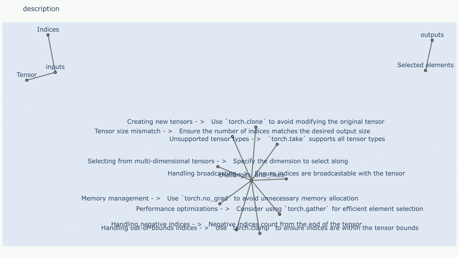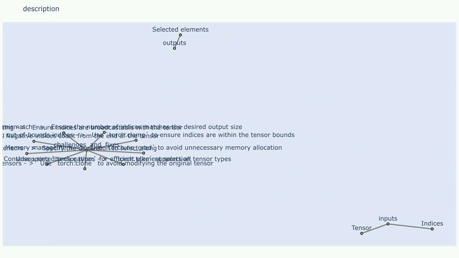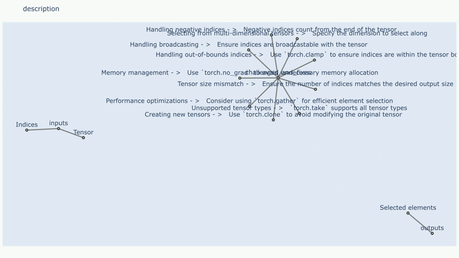Steps. Step 1: torch.take first identifies the elements in the source tensor corresponding to the values in the indices tensor. Step 2: these identified elements are then extracted and assembled into a new tensor, forming the output tensor. Challenges and fixes. Challenge 1: index out of bounds. The indices tensor contains values that exceed the valid index range of the source tensor.